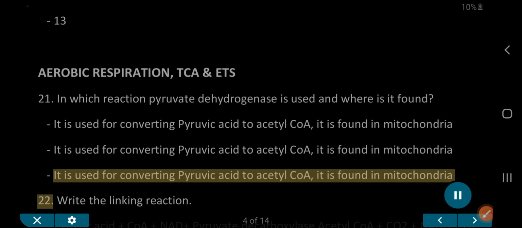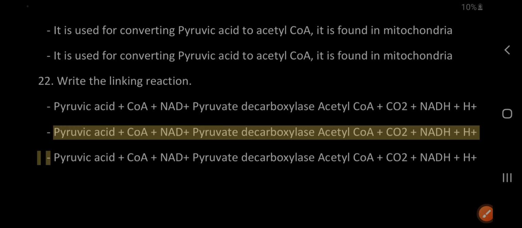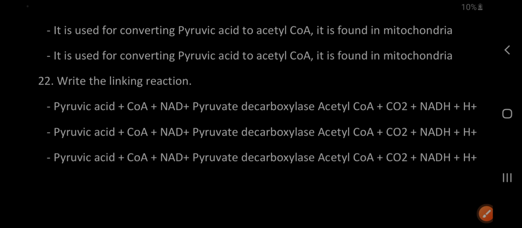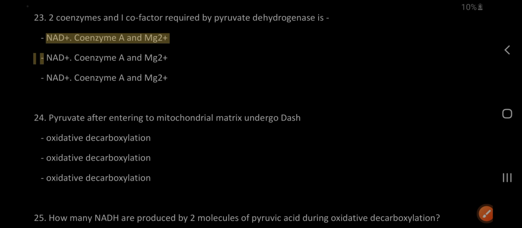22. Write the linking reaction. Pyruvic acid plus CoA plus NAD plus, with pyruvate dehydrogenase, gives acetyl-CoA plus CO2 plus NADH plus H plus. 23. Coenzymes and cofactor required by pyruvate dehydrogenase: NAD plus, coenzyme A, and Mg2+.